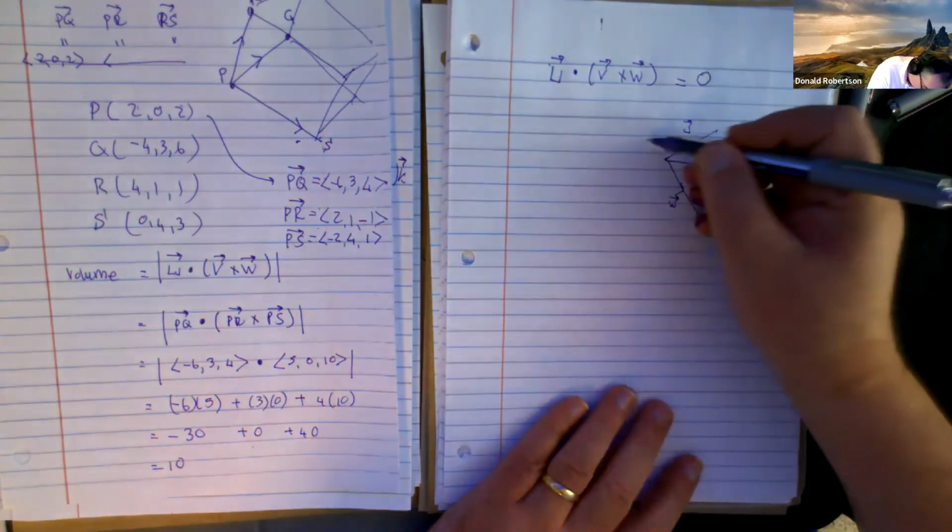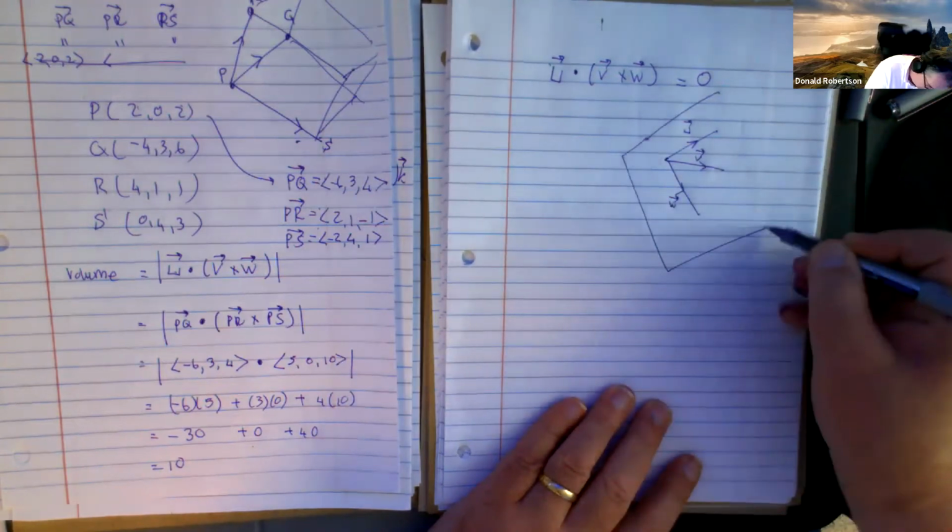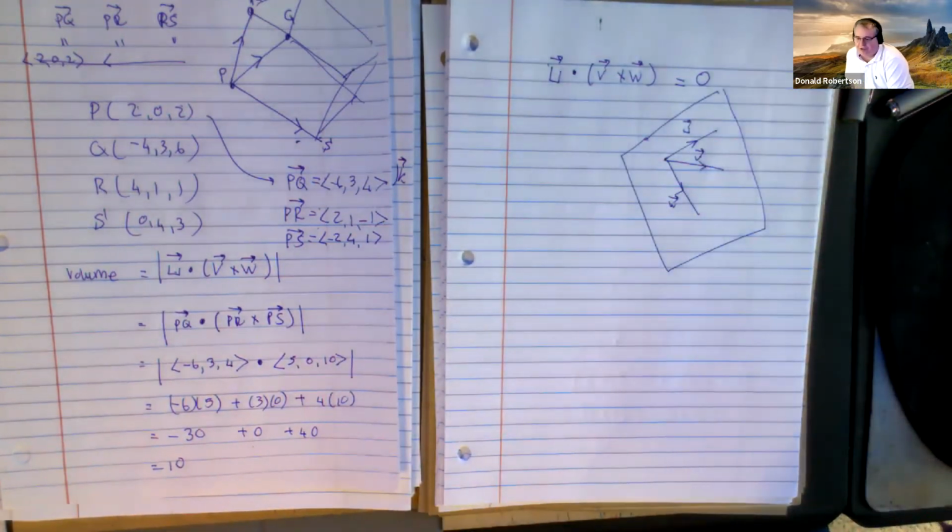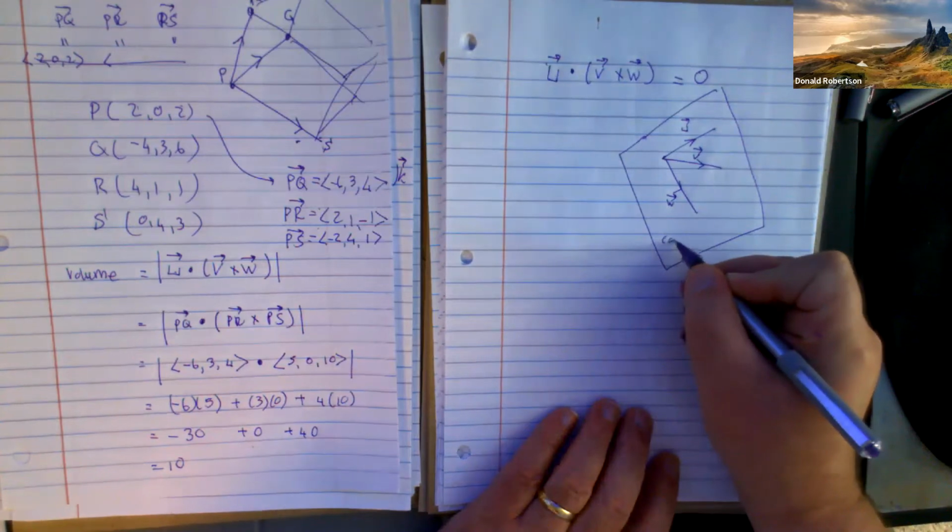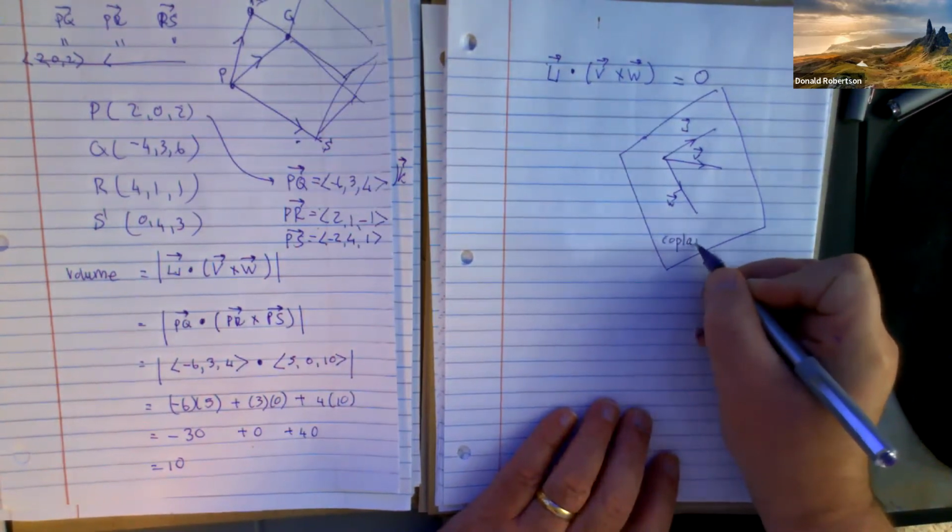Oh, here we go. They're all on the same flat piece of paper. So basically, wouldn't you just make a flat thing, and a flat thing has zero volume? It may have an area, right? But it has zero volume. And when that happens, we say that the vectors are coplanar.